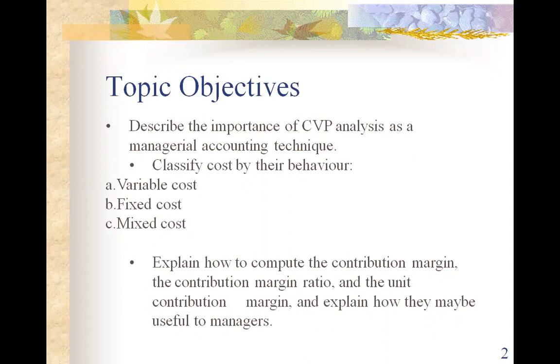So this fixed cost is just the opposite of variable cost. In case of a variable cost, per unit basis it was stable, but it changes with the level of production. But in case of a fixed cost, in total it is stable, but per unit basis it changes with the level of production.